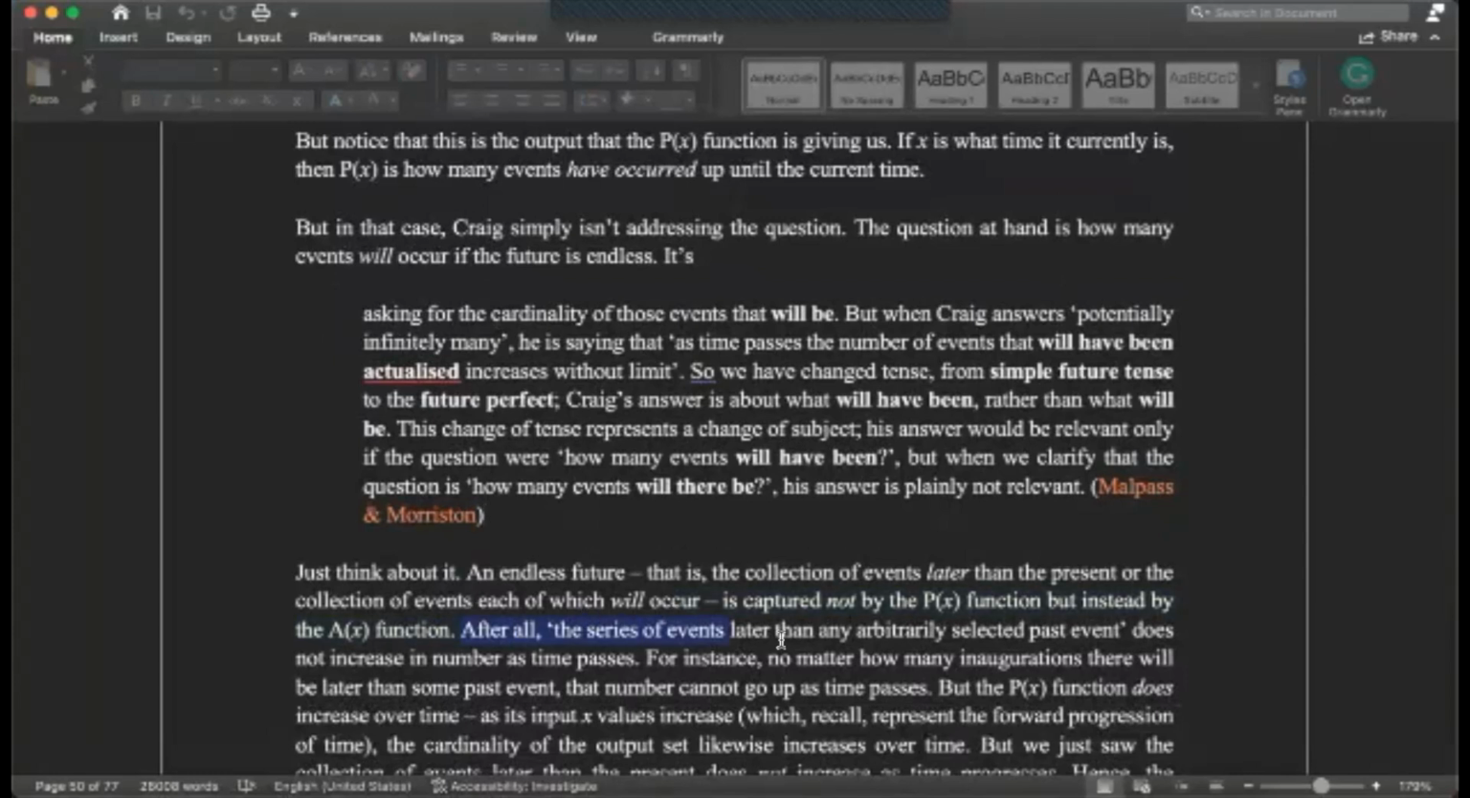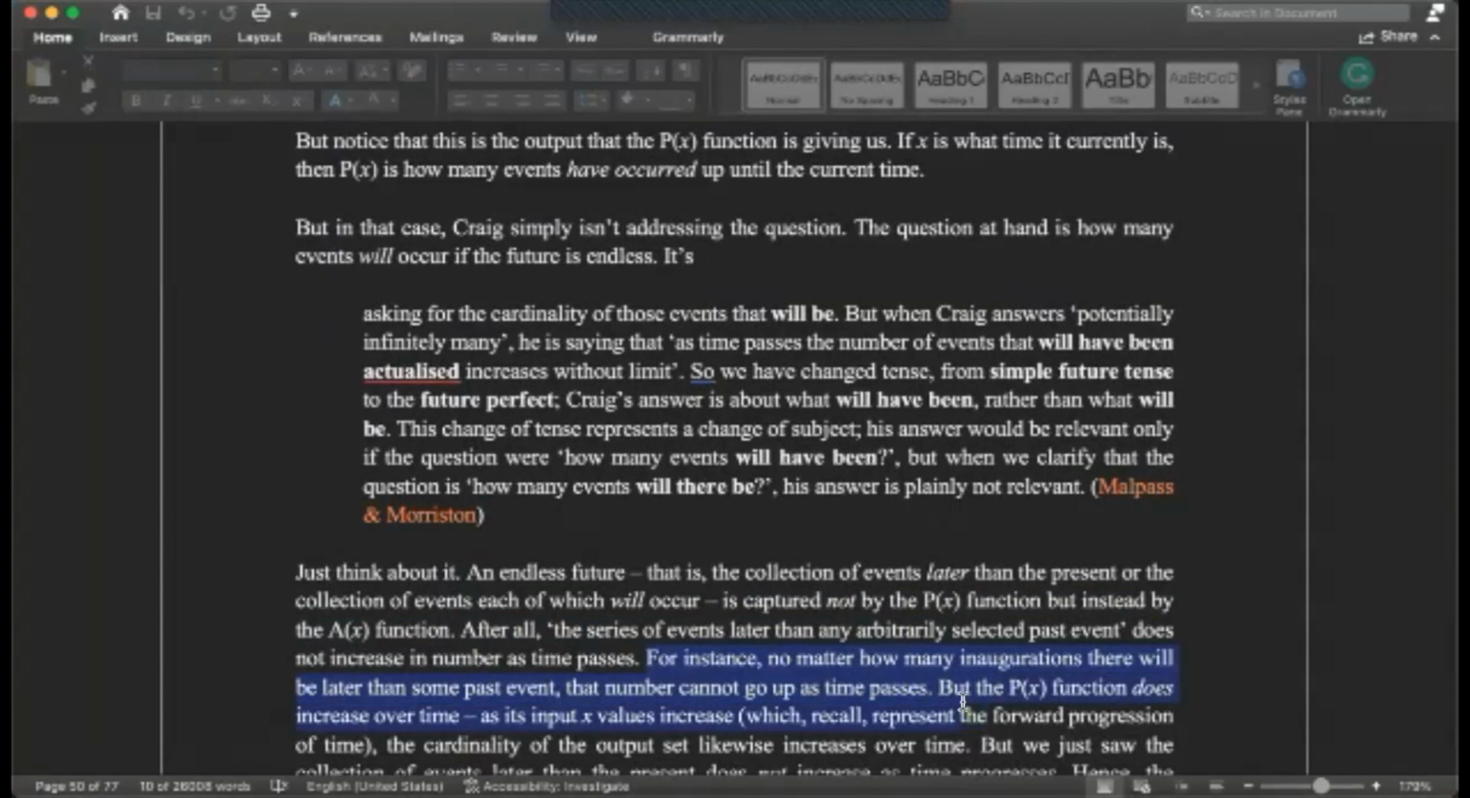After all, the series of events later than any arbitrarily selected past event does not increase in number as time passes. We've already seen this. For instance, no matter how many inaugurations there will be later than some past event, that number cannot go up as time passes. But the p of x function does increase over time, right?